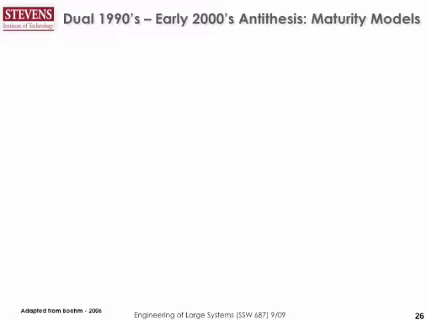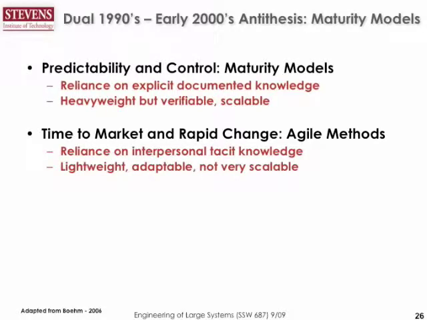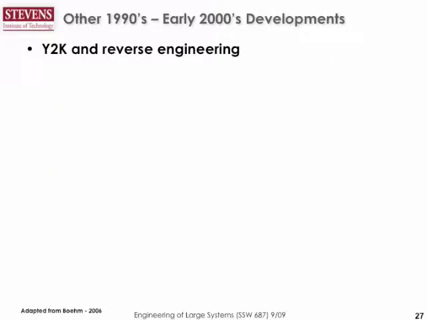At the end of the 1990s and the early 2000s, we began to have this antithesis come out again that said we really wanted to have these methods that were predictable and under control, and maturity models seemed to bring that. And yet the real world was changing so rapidly. We had emergent properties, we had fast time to markets, we needed something very agile. Of course, about this time the Y2K issues came up and we started to have to reverse engineer everything.